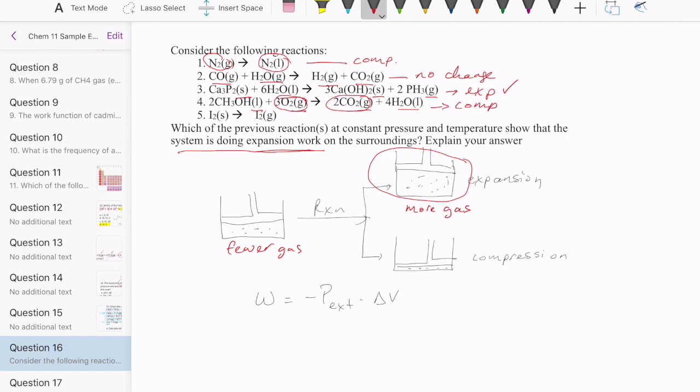And then the last one, solid becomes gas. So we have no gas, and we have more gas after the reaction. So that's also an expansion, and that's also one where work is going to be done by the system. So we have two reactions in this case, C and E, or number 3 and number 5, where expansion work is being done by the system.